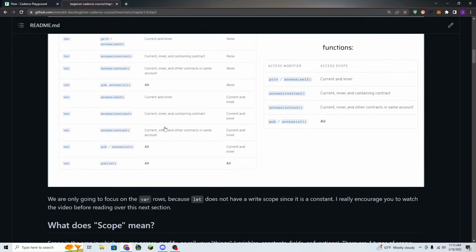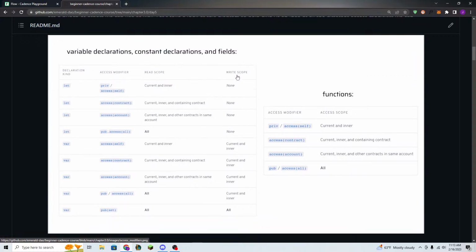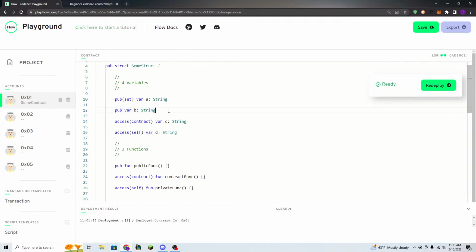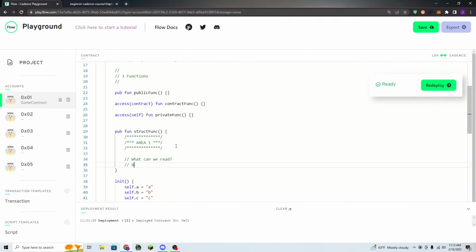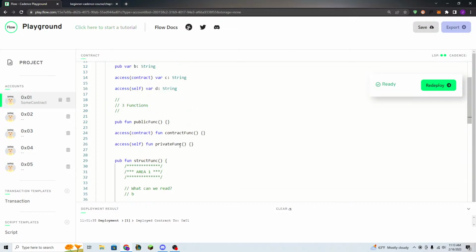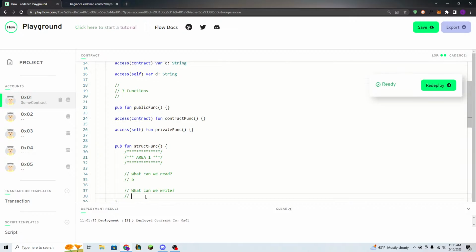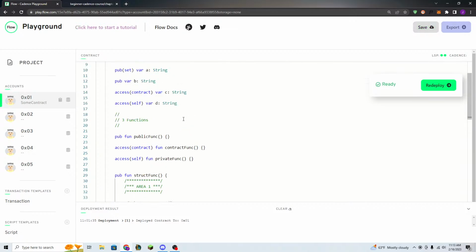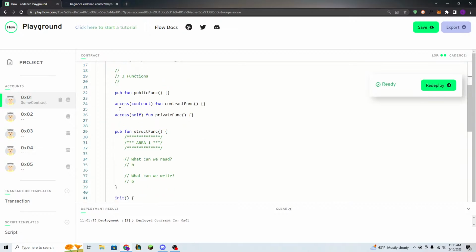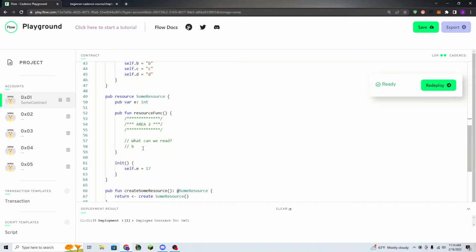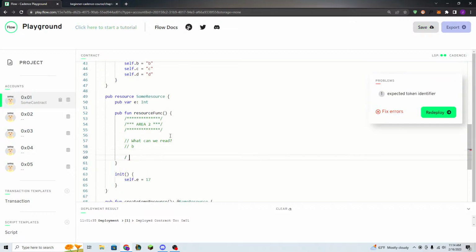So that's what that means. If we were to go back and look at the write scope of variable b in this case, let's take a look. Inside of here, let's ask what can we write? Do you think we can write variable b in here if pub has current and inner scope? Yes, we definitely can, because it's at the current or inner level. So that's fine. Now, what if we go outside of that struct into this resource?